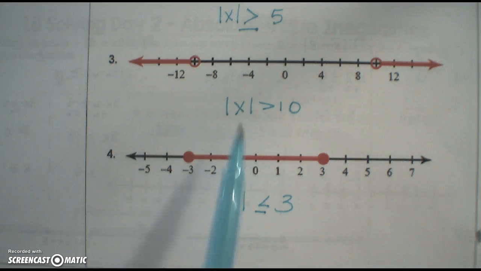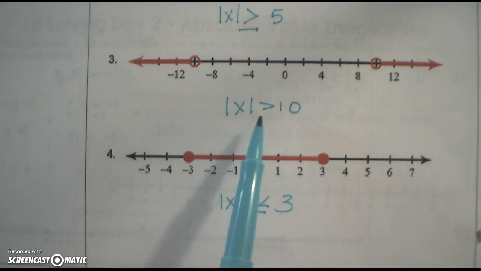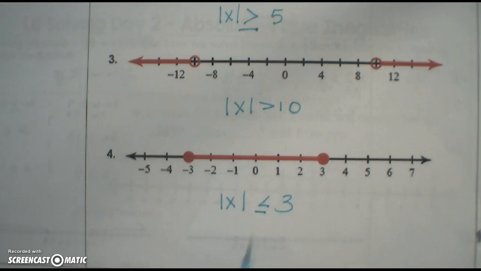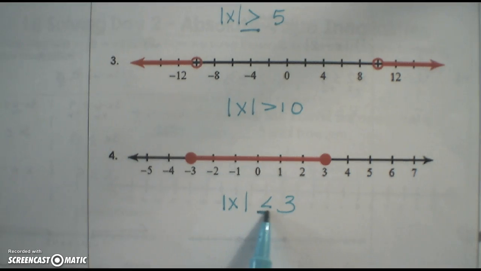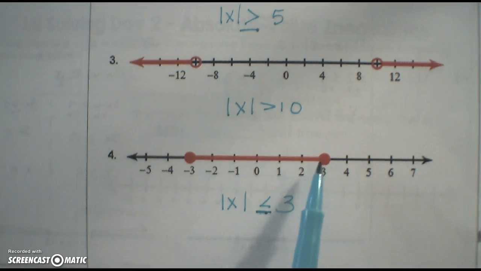All right, let's see how you did. Absolute value of x is greater than 10. And absolute value of x is less than or equal to, hopefully you didn't forget that with those closed circles, 3.